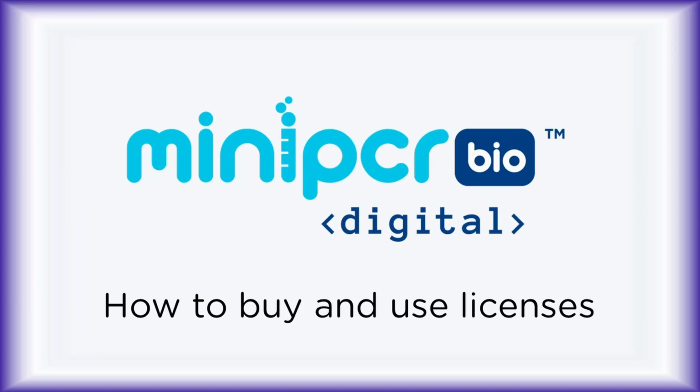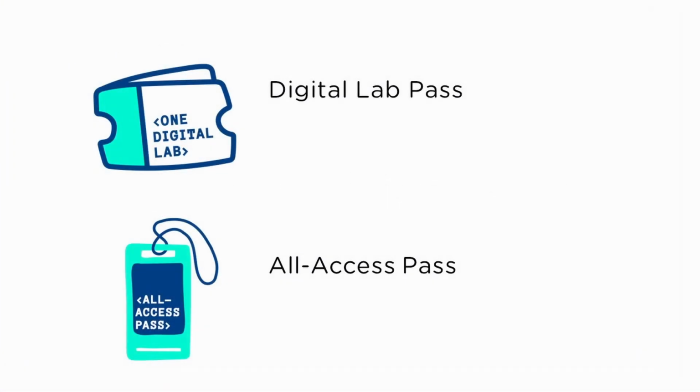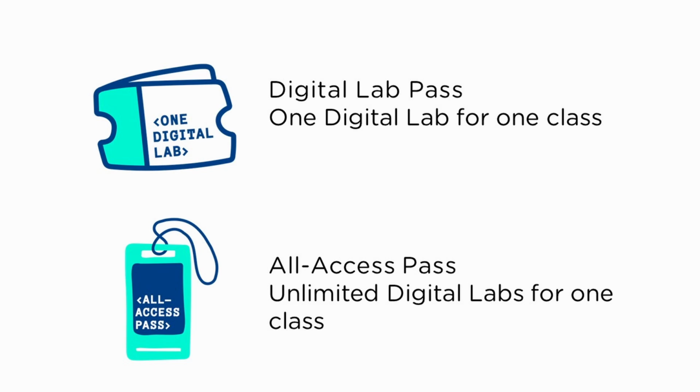Licenses are required to assign paid activities to your students on miniPCR Digital. This video will describe the types of licenses we offer and explain how to purchase, redeem, and apply them to your classes. Digital Lab Passes and All Access Passes can be used to assign paid activities to a class of students. A Digital Lab Pass grants access to one digital lab. An All Access Pass grants access to unlimited digital labs.